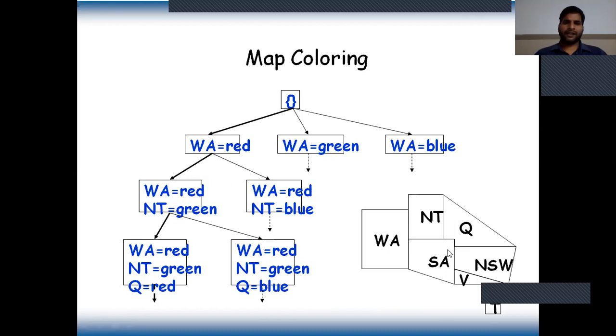If NT is green, then Q is equal to red. Next we can continue. Similarly, W equal to red, NT is green, Q is equal to blue, and the next option is available. And the process continues. We can solve the tree space diagram of this graph.